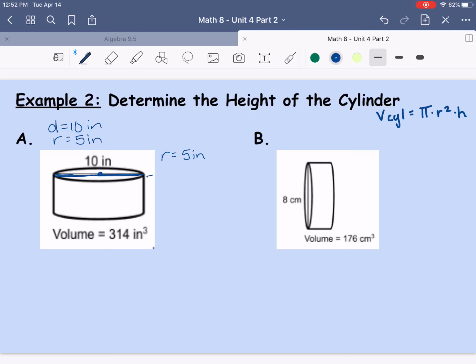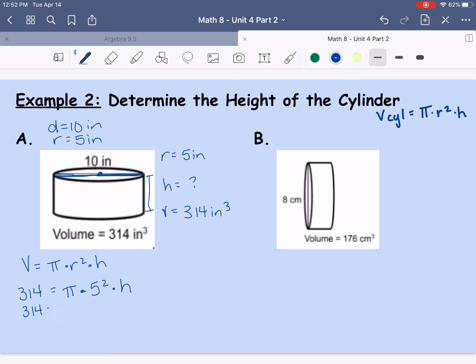We don't know the height. That's what we're going to be finding out. And we are told that the volume is 314 inches cubed. So, using our formula, we're going to start filling in the pieces that we know. Well, we know our volume is 314. Pi stays pi. And we know our radius is 5 inches. Our unknown is the height.